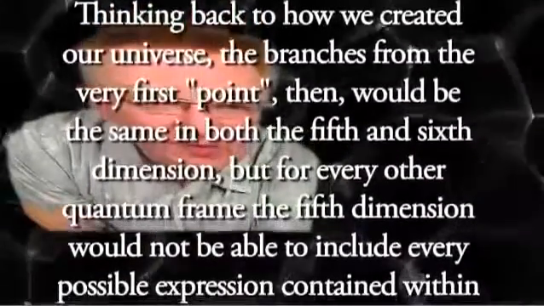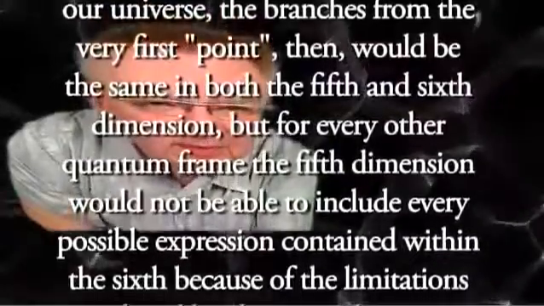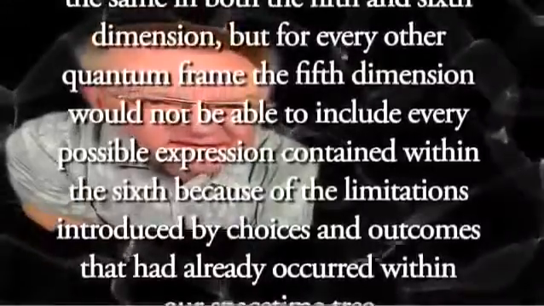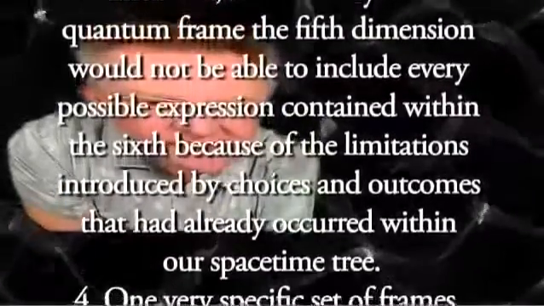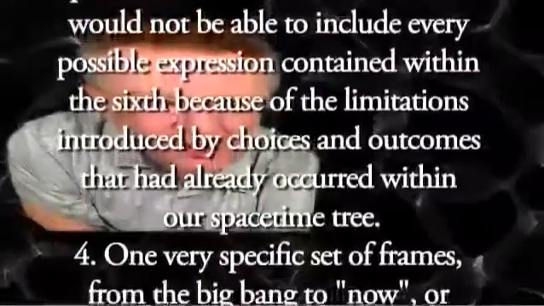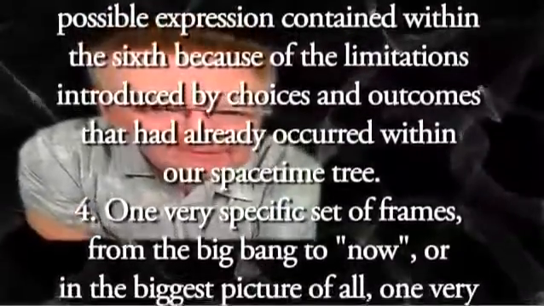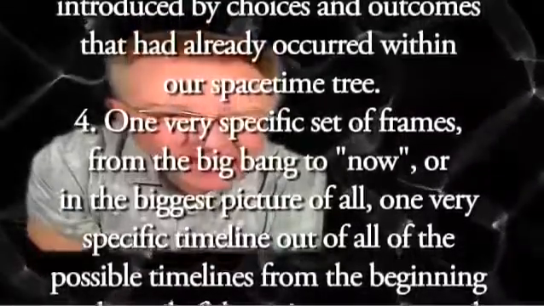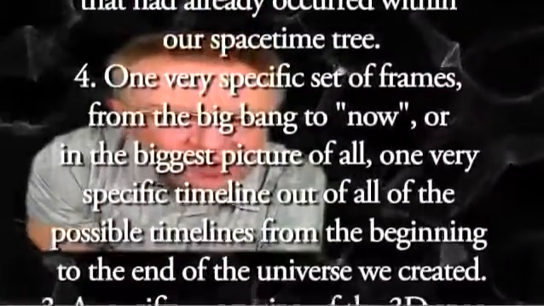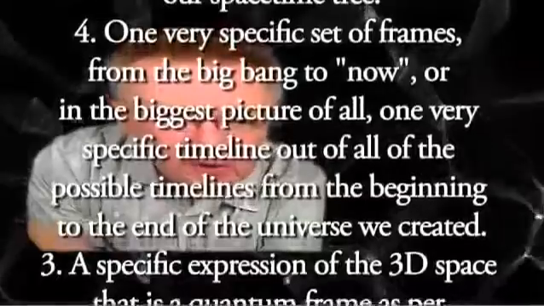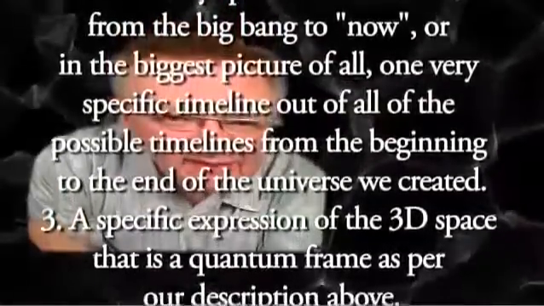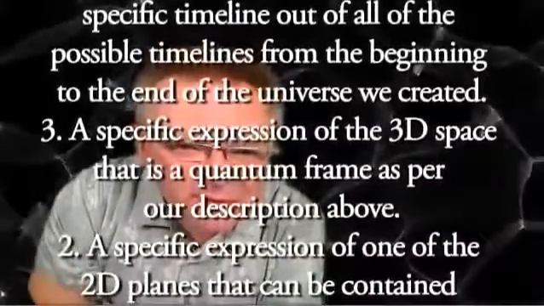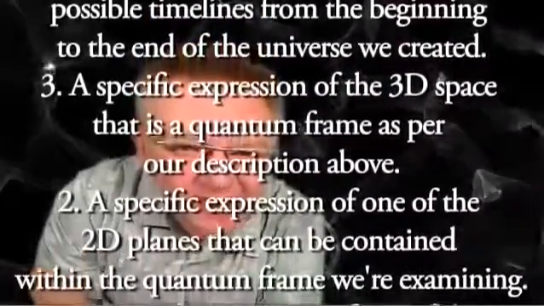But for every other quantum frame, the 5th dimension would not be able to include every possible expression contained within the 6th dimension because of the limitations introduced by choices and outcomes that had already occurred within our space-time tree. 4 would be one very specific set of frames, from the Big Bang to now, or in the biggest picture of all, one very specific timeline out of all the possible timelines from the beginning to the end of the universe we created.